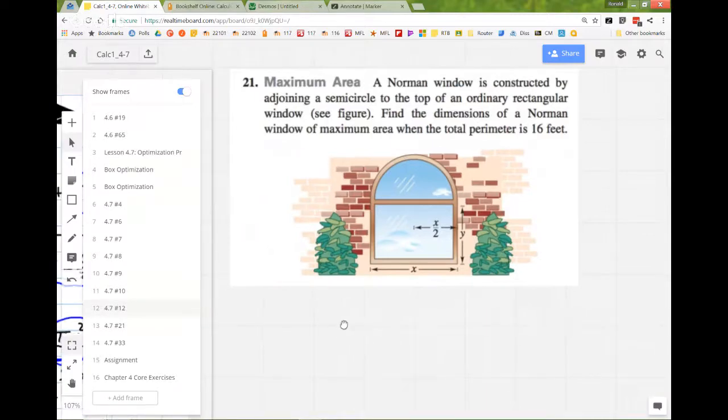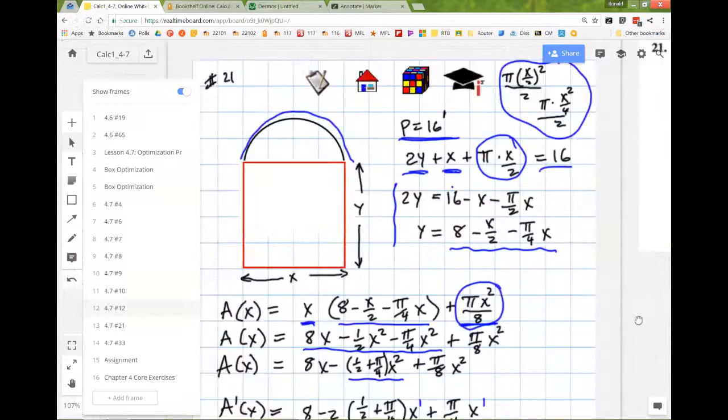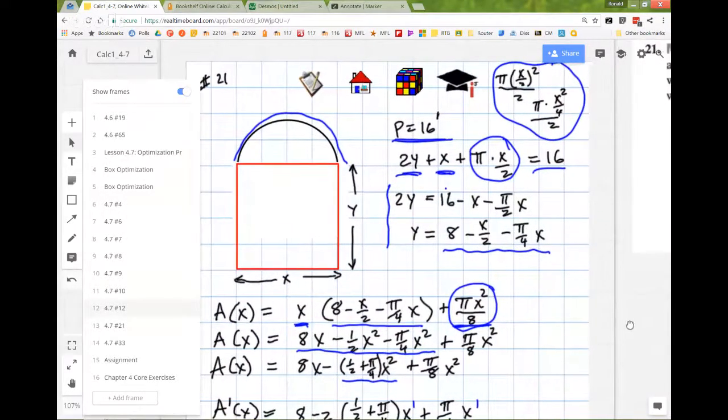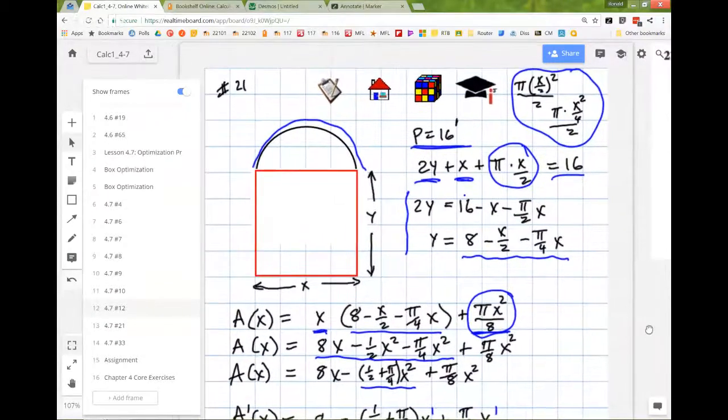Okay. Now it makes it a challenge because to find the perimeter, it's a little different because we've got a semicircle added to a rectangle and all of that. So let's find the perimeter. And we know it's 16 feet.